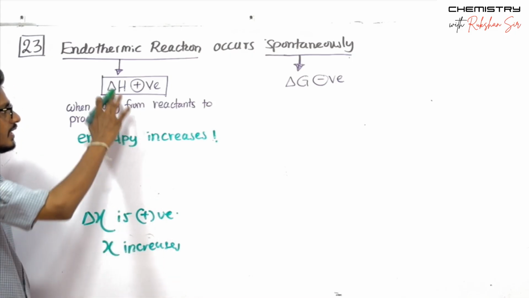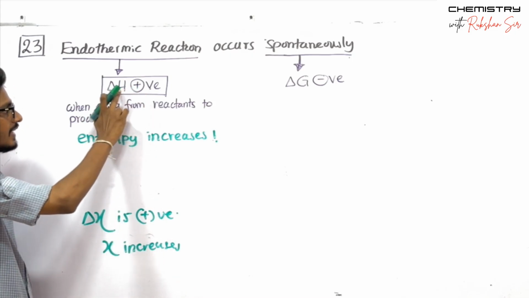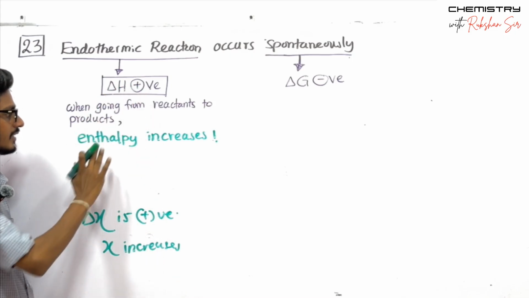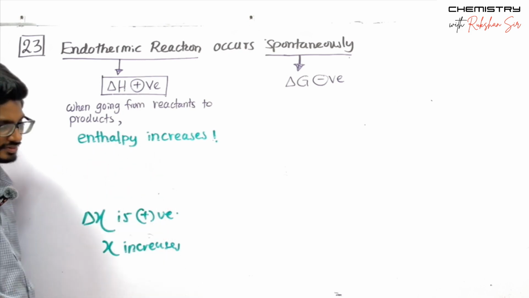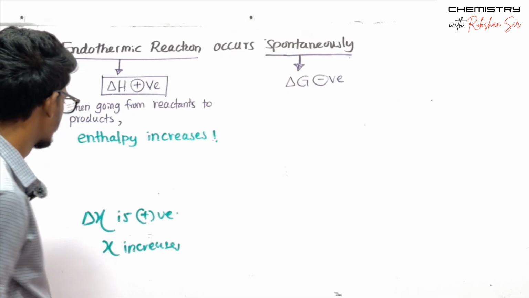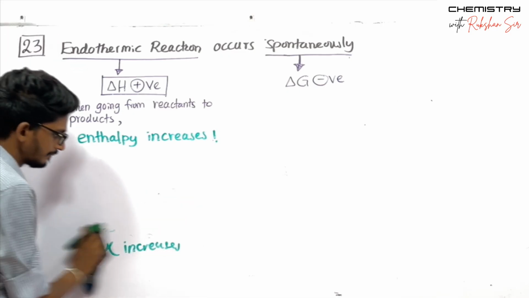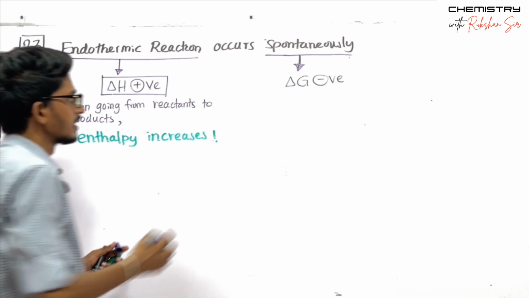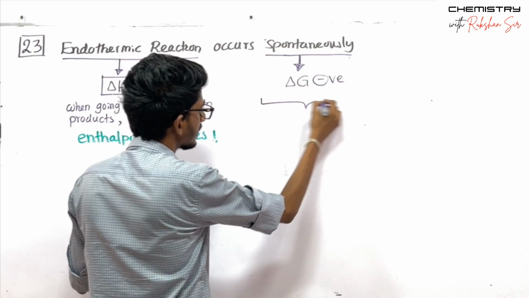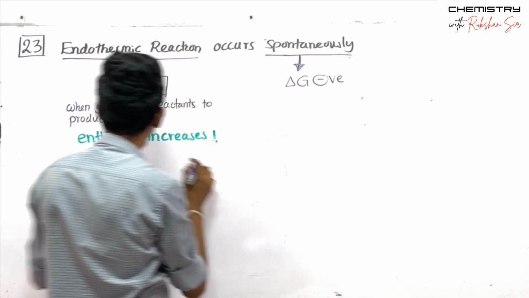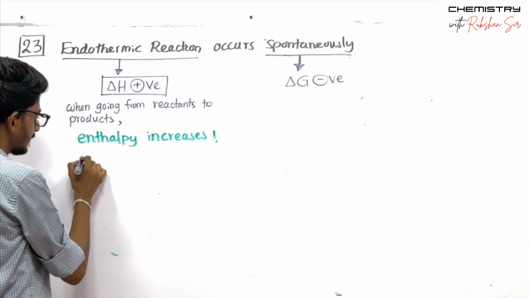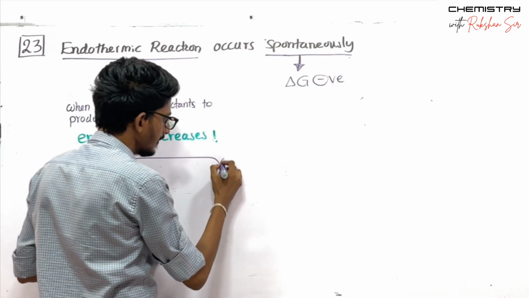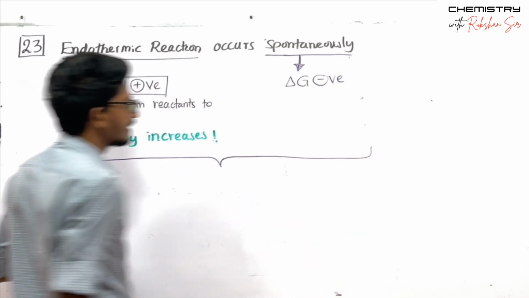Right? Here delta H is positive means the enthalpy increases when going from reactant to products. Right? Okay. They are referring to enthalpy and entropy, right? With both these points, we can come up with the sign of delta S.